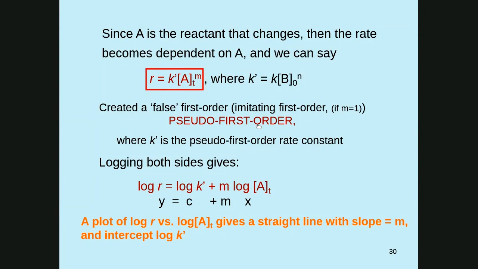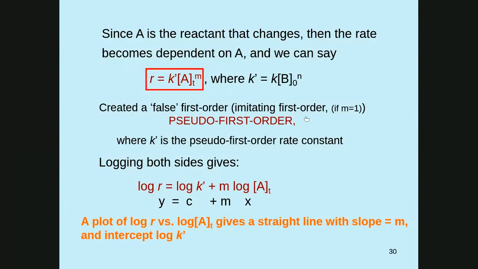Well, the intercept is also interesting because that contains information about k. Remember, k prime equals k, the actual rate constant, times the concentration of B, which is the initial concentration essentially, to the n. But of course, we still don't know what n is, right?